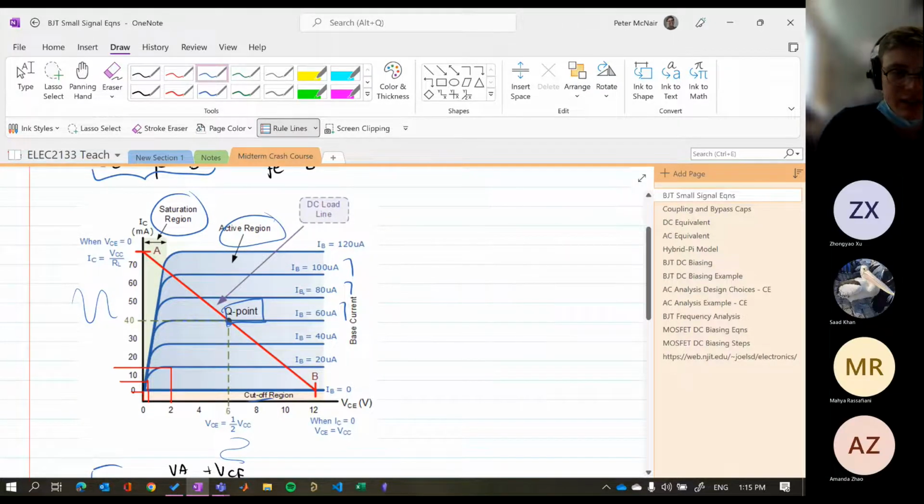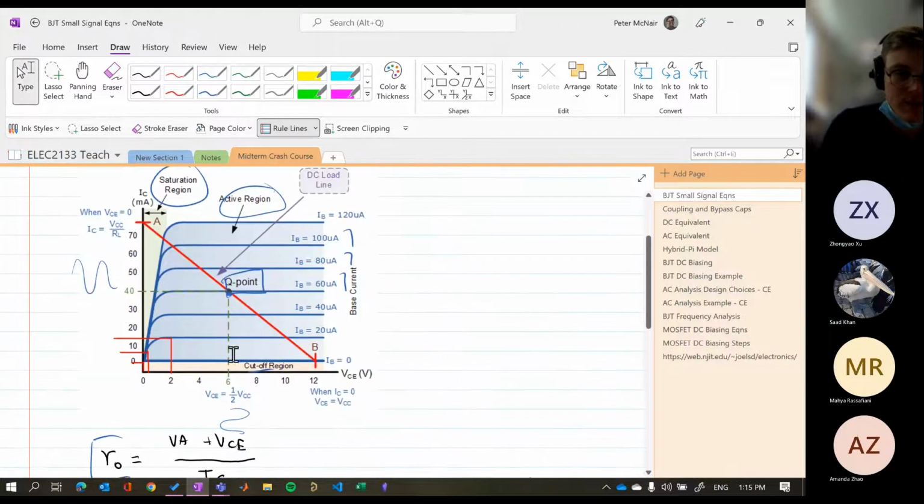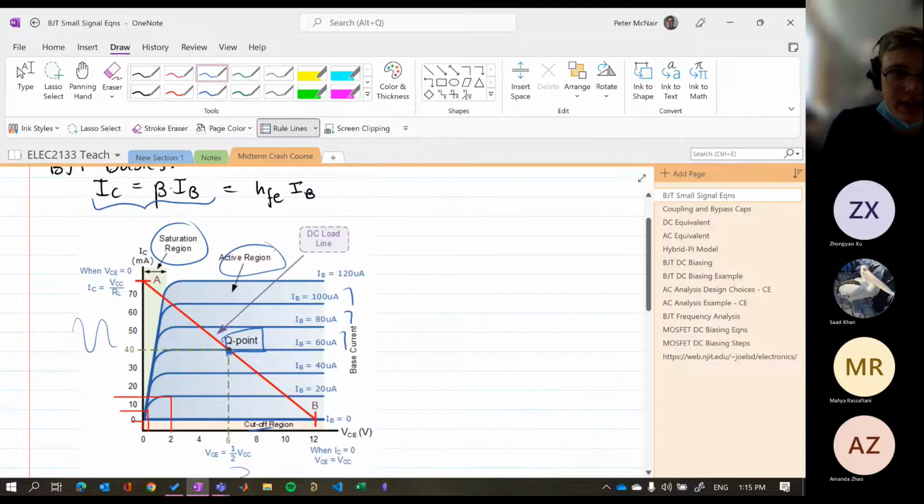Essentially, our collector current will be 0 below this point, and in our saturation region, our collector current is going to be constant. Essentially we've maxed out our base current to the point, or our collector emitter voltage is so low, that we just have the same current no matter what.